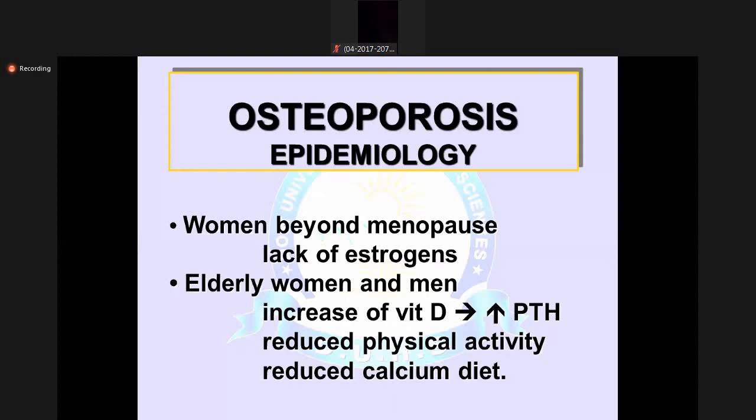So the epidemiology of this osteoporosis: basically women beyond menopause, after the menopausal age, when there is a deficiency of estrogen, this is the main factor which is going to lead to osteoporosis. In elderly women and men, there is decreased vitamin D or increased parathyroid hormone, reduced physical activity, and reduced calcium diet.